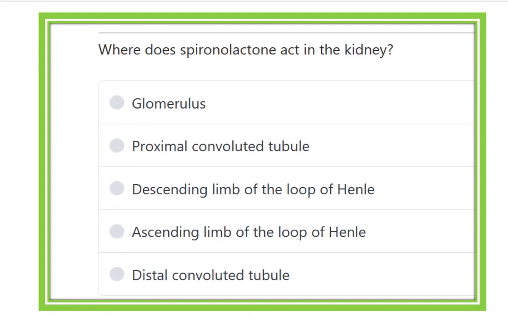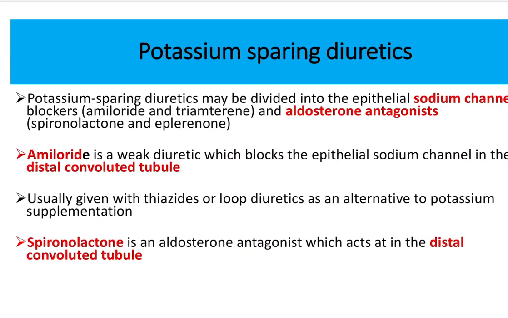Where does spironolactone act in the kidney? Spironolactone is a diuretic which acts on the kidney, but which area? That is the question. The options are glomerulus, proximal convoluted tubule, descending limb of loop of Henle, ascending limb of loop of Henle, and distal convoluted tubule. So let's see some important diuretics.